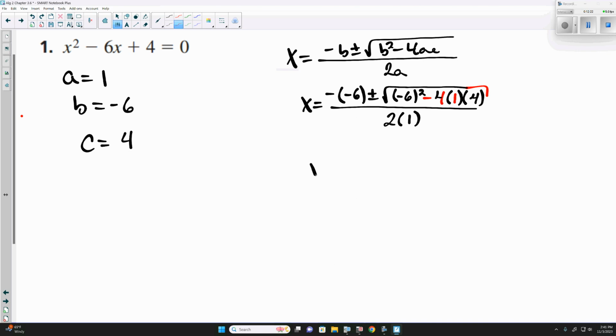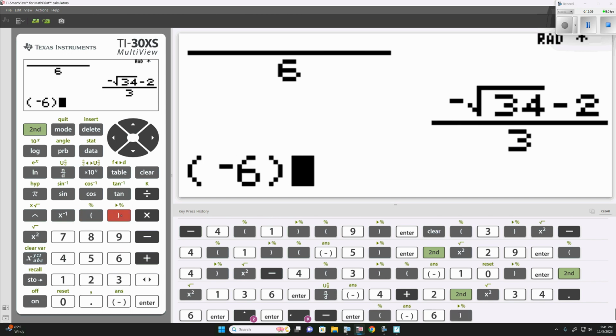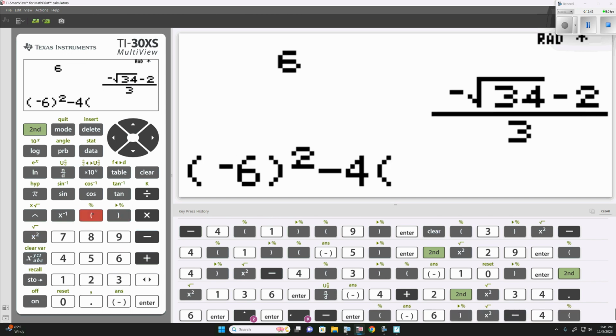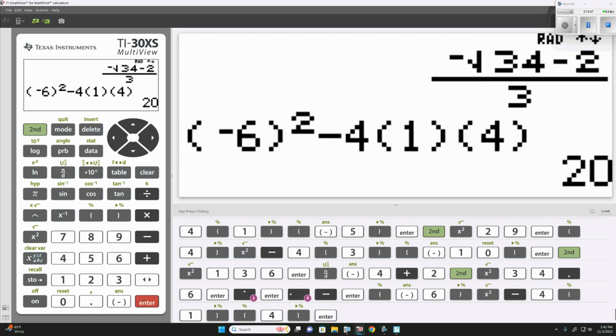Now we can simplify. Here the negative negative 6 is positive 6. Our 2 times 1 is 2. Now we need to do negative 6 squared minus 4 times 1 times 4. Do make sure to put the negative 6 in parentheses before we square it. That way it squares not only the 6, but the negative too. And we get 20.